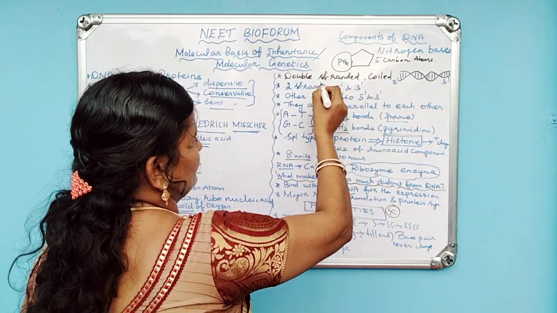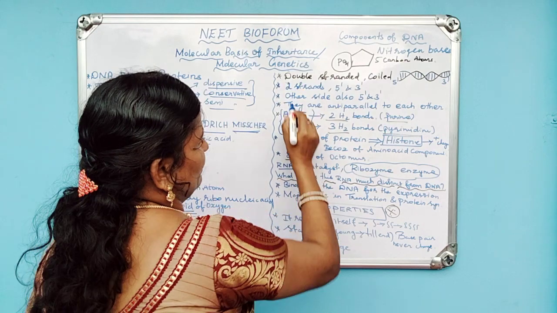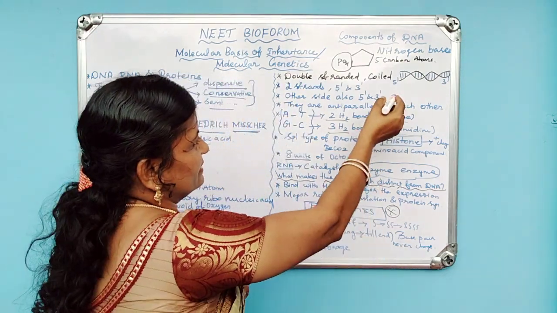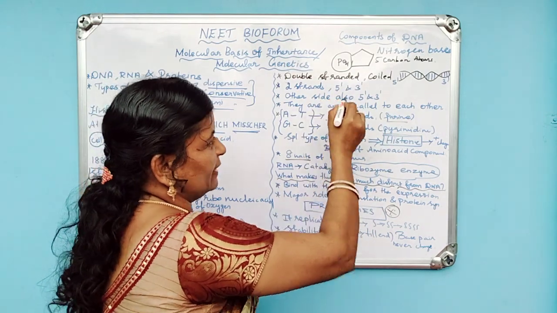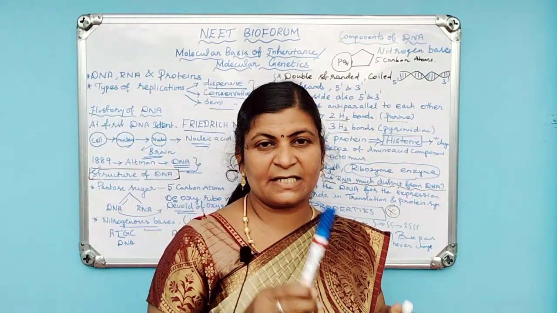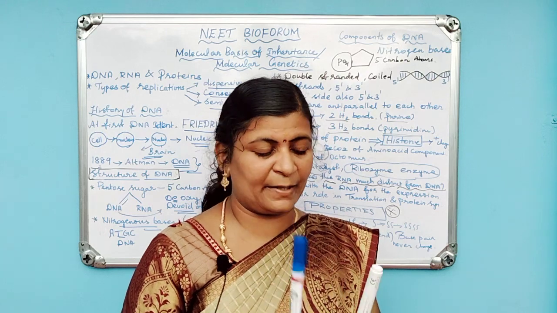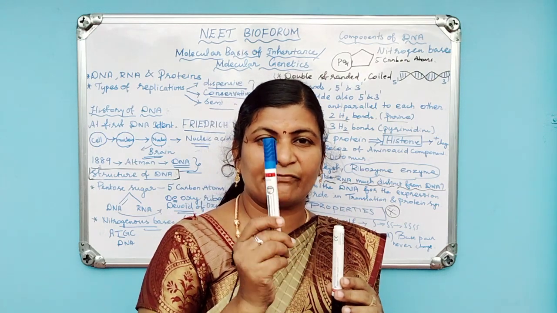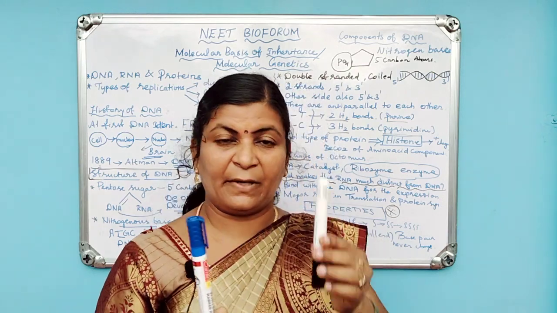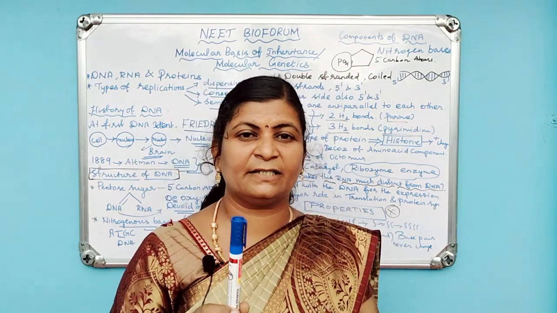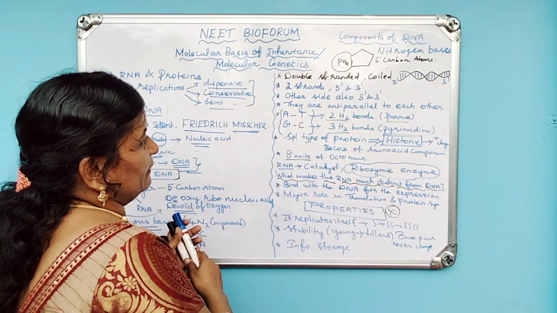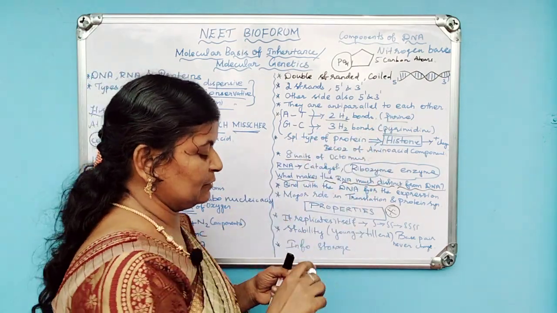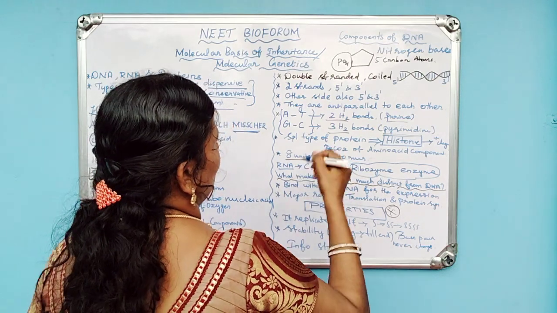Basically, DNA is a double stranded coiled structure. Each strand has a 5 prime and a 3 prime end. One strand has 5 prime and 3 prime, and the other also has 5 prime and 3 prime. They are anti-parallel to each other.